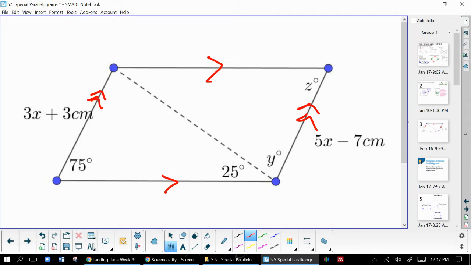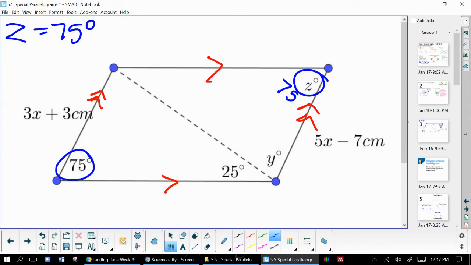So the first thing we might want to do is to find angle z. That'd probably be where I'd start. And we know that opposite angles in a parallelogram have to be equal. So z has to be 75 degrees. And so I'll put 75 right in there just so I have it.